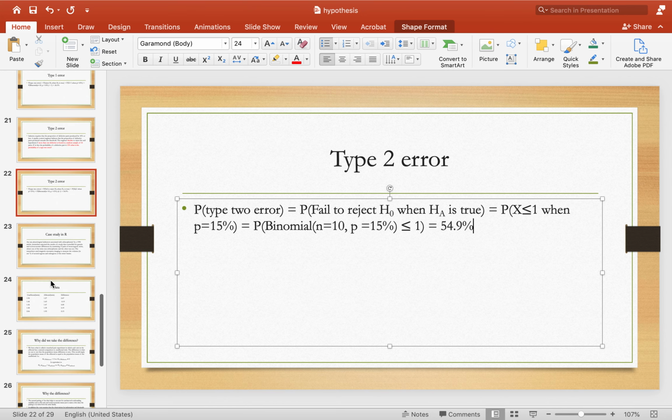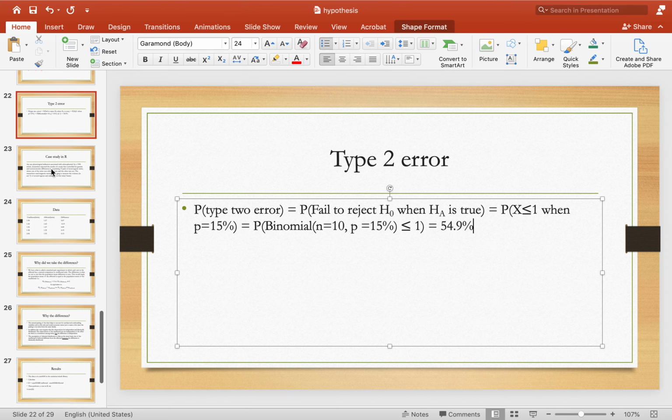Now, one last thing I want to go over is just a case study in R, since that's how you would probably analyze a lot of these things. And like I said, the most common way to test hypotheses is with the t-test, the t-distribution. But all of these other scenarios arise, and I want you to be aware of them.